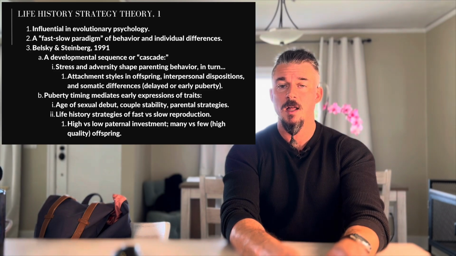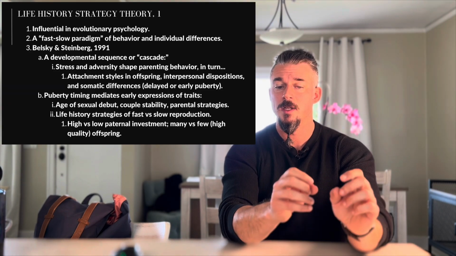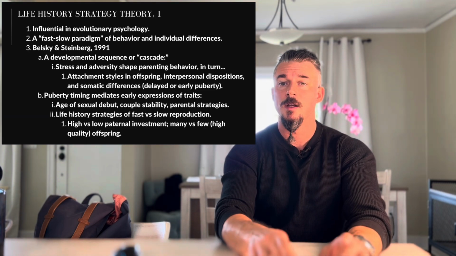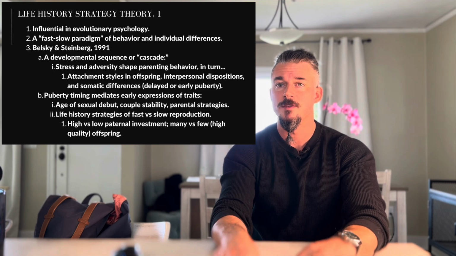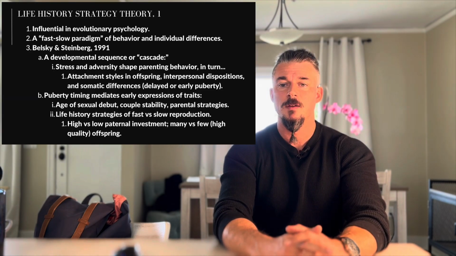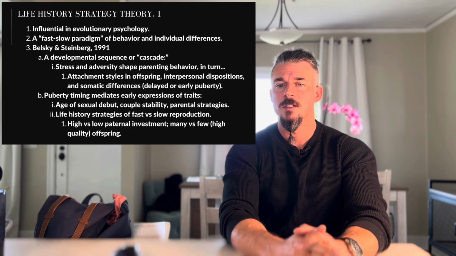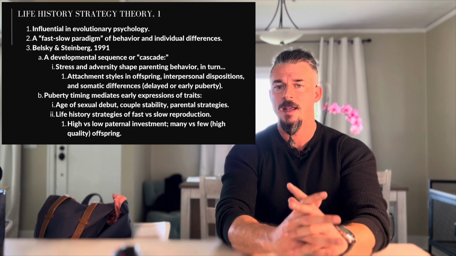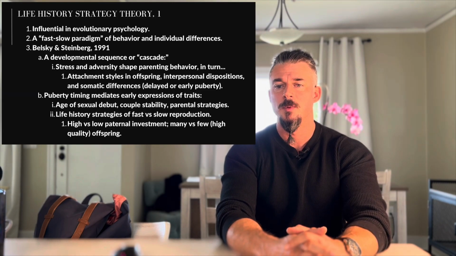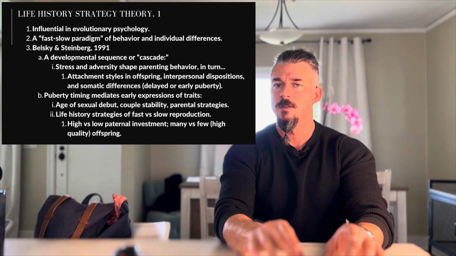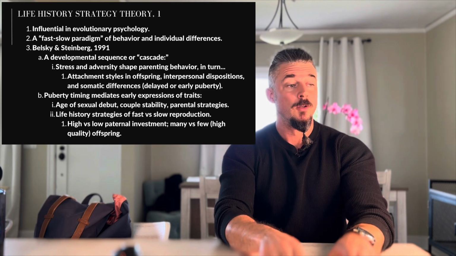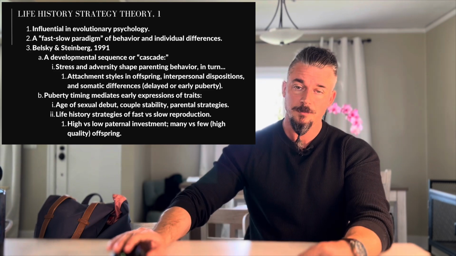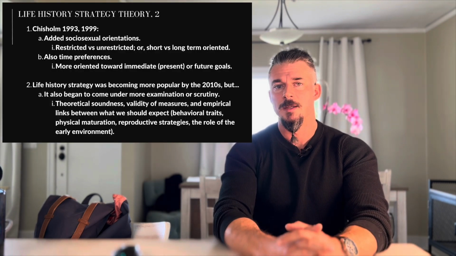Do people invest a lot in offspring, high-quality offspring, high investment, or do they invest in kind of more offspring, right? So a lot of short-term sexual encounters, more offspring, but lower investment in those offspring. So life history strategies in that case, we're talking about strategies of fast versus slow reproduction and high versus low parental investment, right? Many versus few offspring. Many lower quality offspring, and you would measure this by something like birth weight, versus fewer high quality offspring. So let's go on now to the next slide.